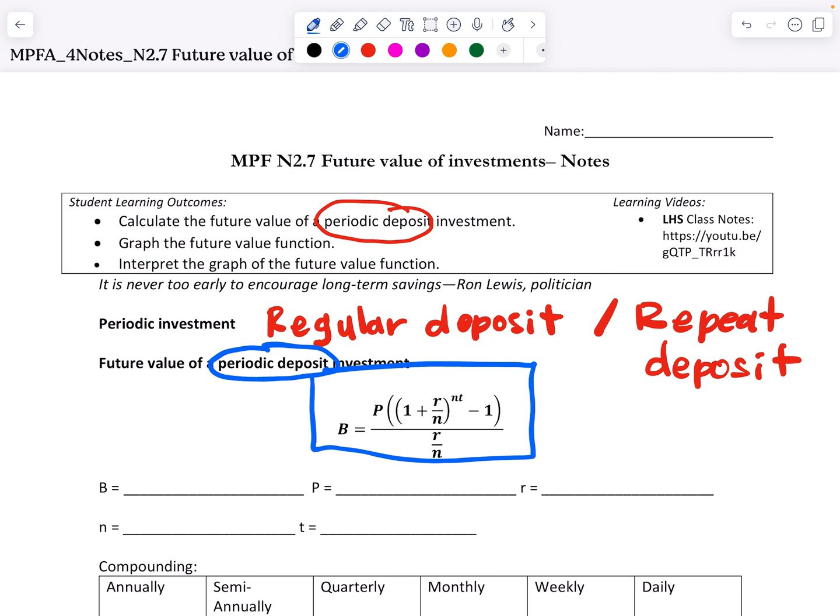So the good news is with this formula, most of it is going to stand for the exact same things as it did in the last lesson. So the B still stands for the ending balance. How much money is in the account now? P, this is the new thing. P is going to be the periodic deposit. So how much are you repeatedly depositing? That's the P value. R is still going to be the interest rate. And just like always, it's in decimal form.